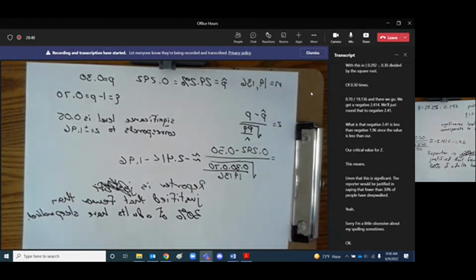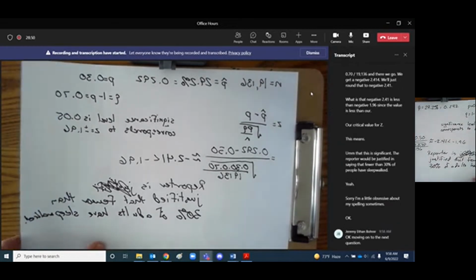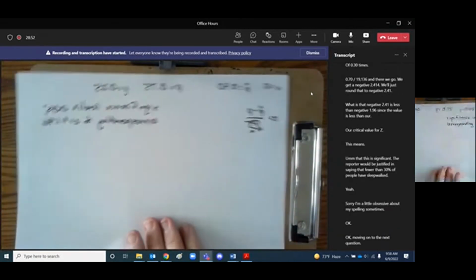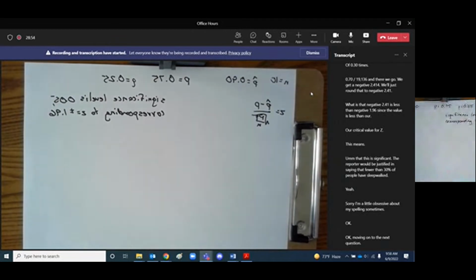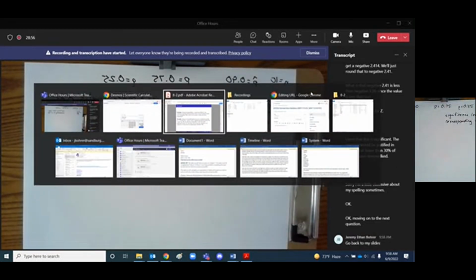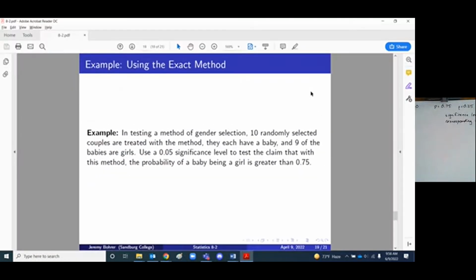Okay, moving on to the next question. Go back to my slides first so I can show you this one. In testing a method of gender selection, 10 randomly selected couples are treated with the method. They each have a baby and 9 of the babies are girls. We want to use a 0.05 significance level to test the claim that with this method, the probability of a baby being a girl is greater than 0.75.